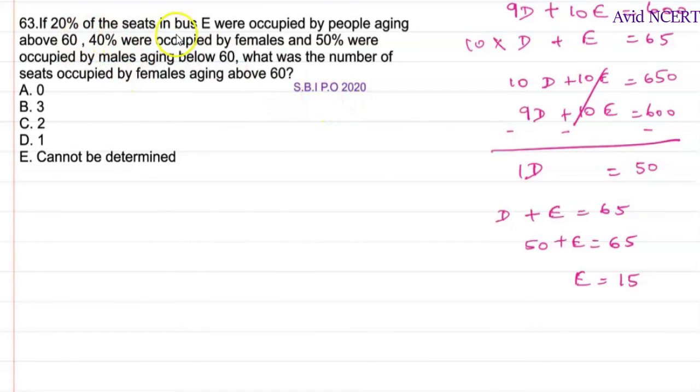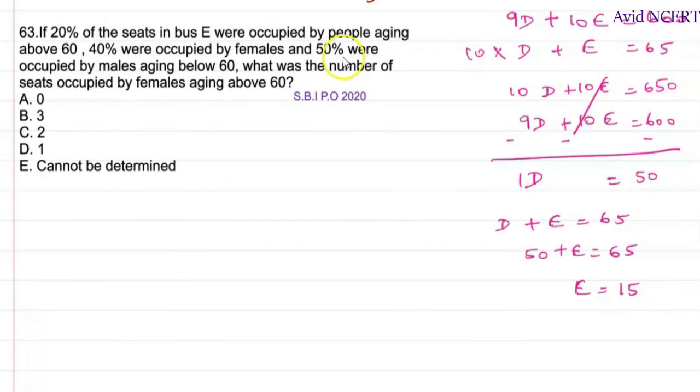We will be solving the 63rd problem from the SBI PO 2020 question paper. If 20% of the seats in bus E were occupied by people aging above 60, 40% were occupied by females and 50% were occupied by males aging below 60, what was the number of seats occupied by females aging above 60?